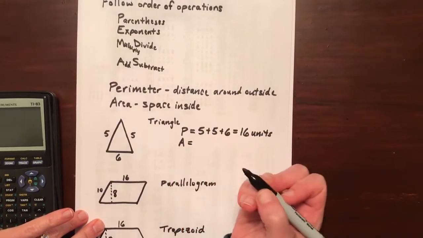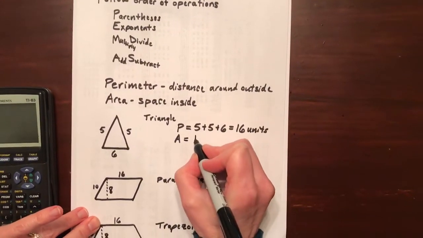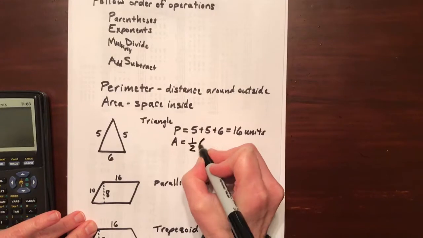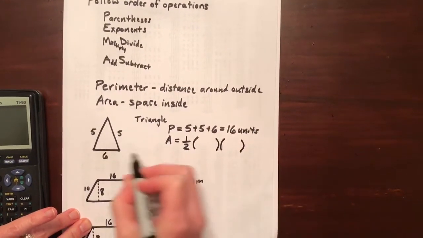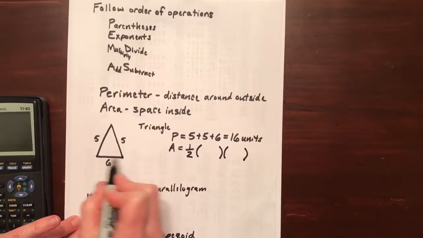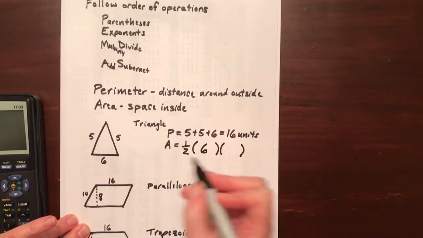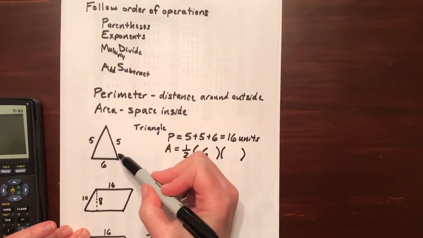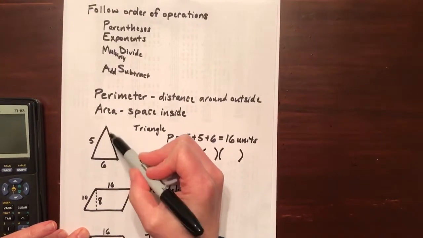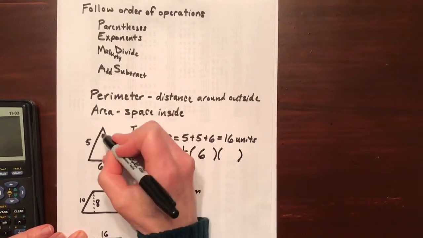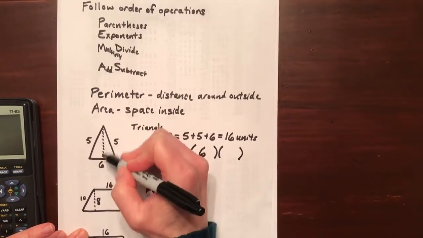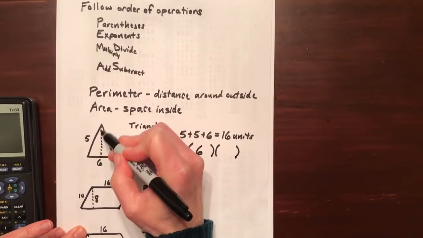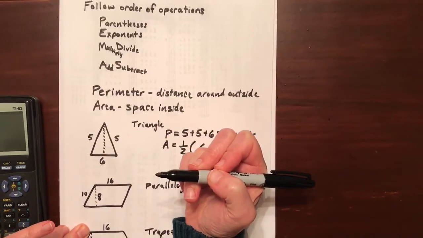The area of this triangle is a little more difficult. I want to use 1/2 times the base times the height. Right now I have the base, or the bottom of this triangle, is 6, but I don't have the height. You're going to have to be careful because the height is not always included. I may have to figure it out. In this case, I want this perpendicular distance from the bottom to the highest point on the triangle.